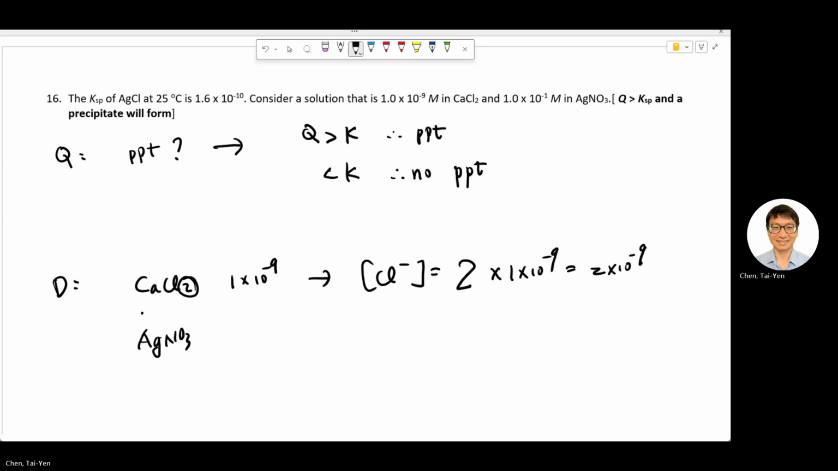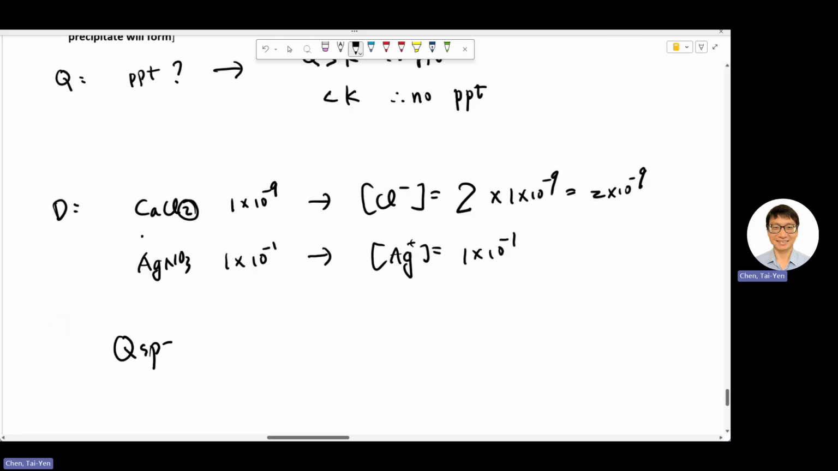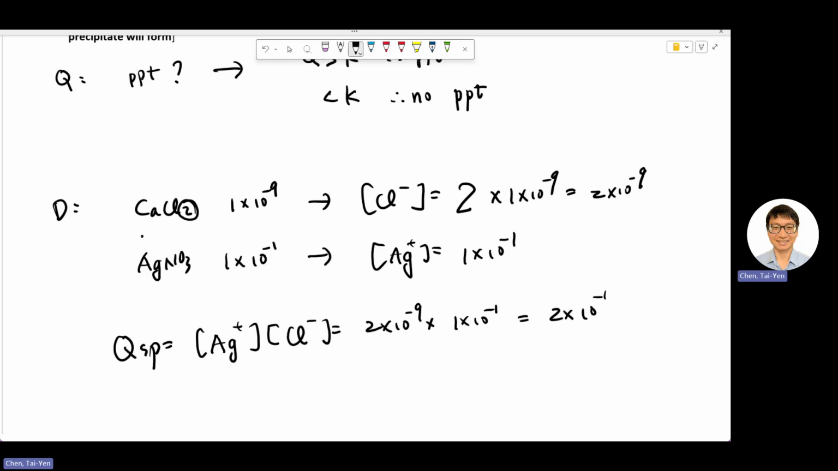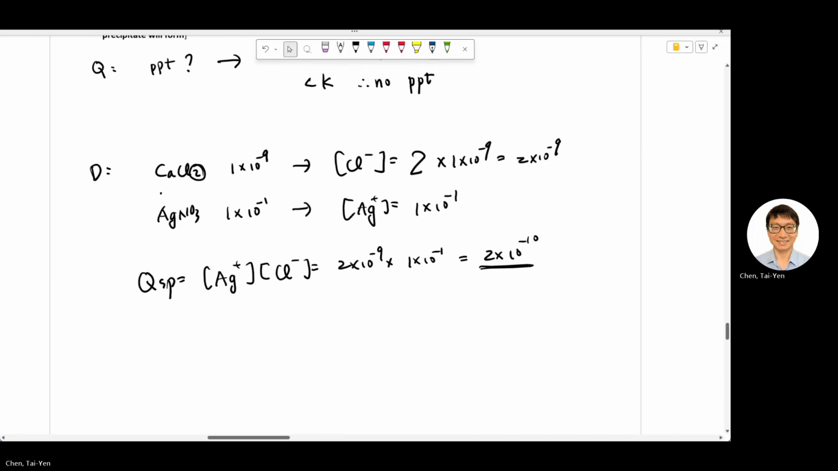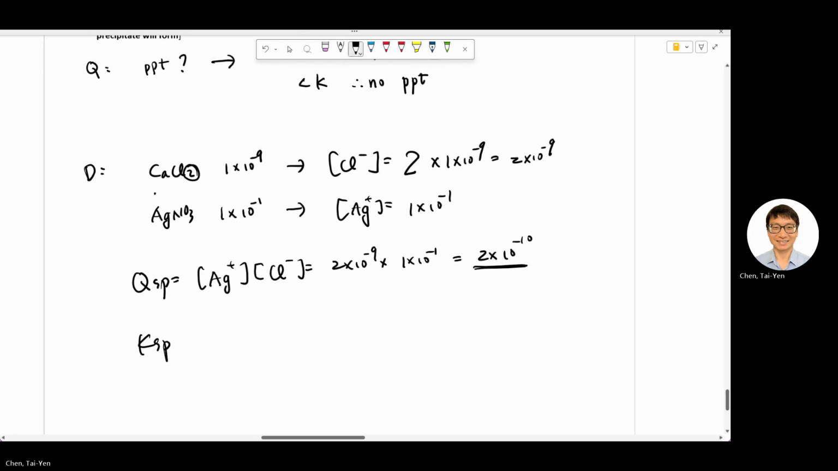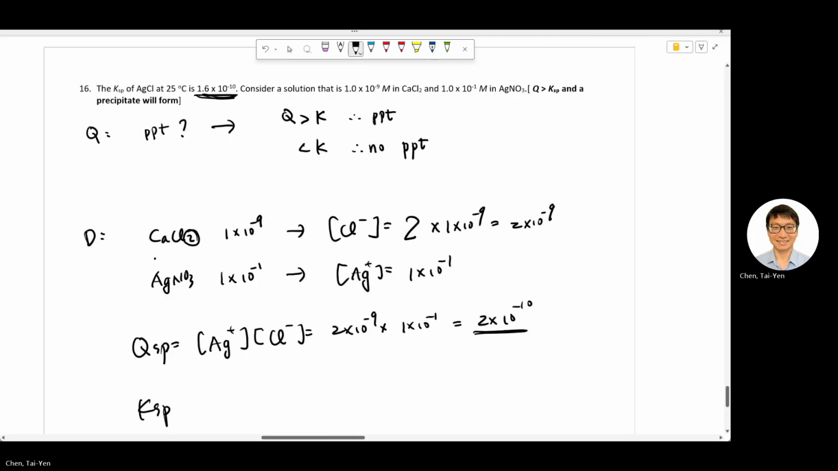AgNO3. Concentration is 1 times 10 to the negative 1. Therefore, you know the Ag plus concentration will equal 1 times 10 to the negative 1. Okay. Therefore, the QSP is going to become Ag plus times your Cl minus. That will be 2 times 10 to the negative 9 times 1 times 10 to the negative 1. That gives you 2 times 10 to the negative 10. Okay. And then your KSP is this, 1.6 times 10 to the negative 10.